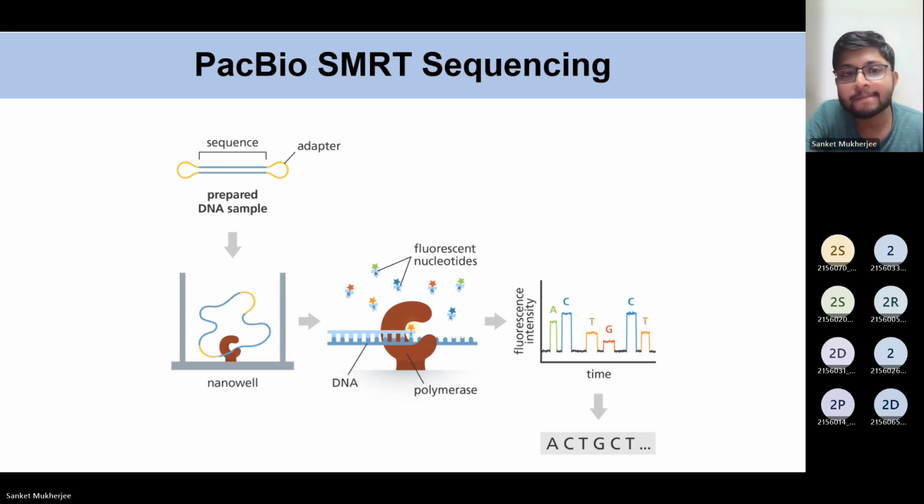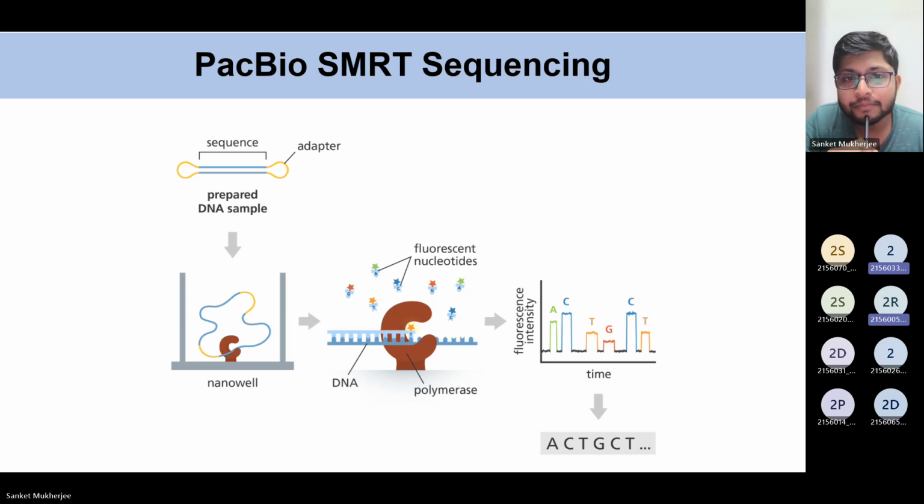Clear? So what's a nanowell? A nanowell is in the nanometer range. It's a very small well. It's the same principle as the well in the last two slides, like the picotiter plates we had. This is a nanowell. They have their own kits available for all this.